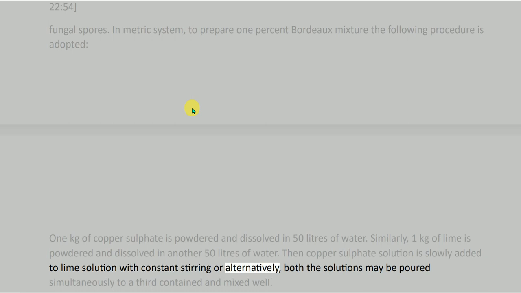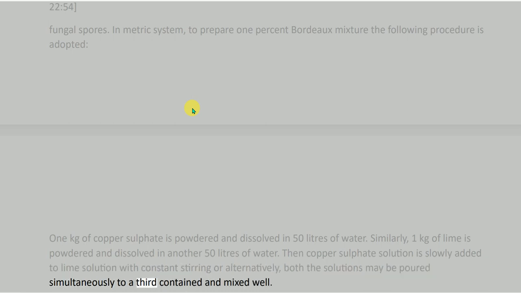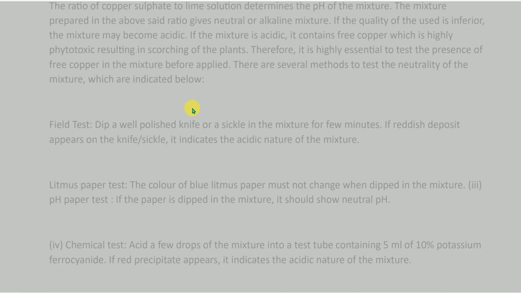The ratio of copper sulfate to lime solution determines the pH of the mixture. The mixture prepared in the above said ratio gives a neutral or alkaline mixture. If the quality of the lime used is inferior, the mixture may become acidic. If the mixture is acidic, it contains free copper, which is highly phytotoxic, resulting in scorching of the plants. Therefore, it is highly essential to test the presence of free copper in the mixture before it is applied.